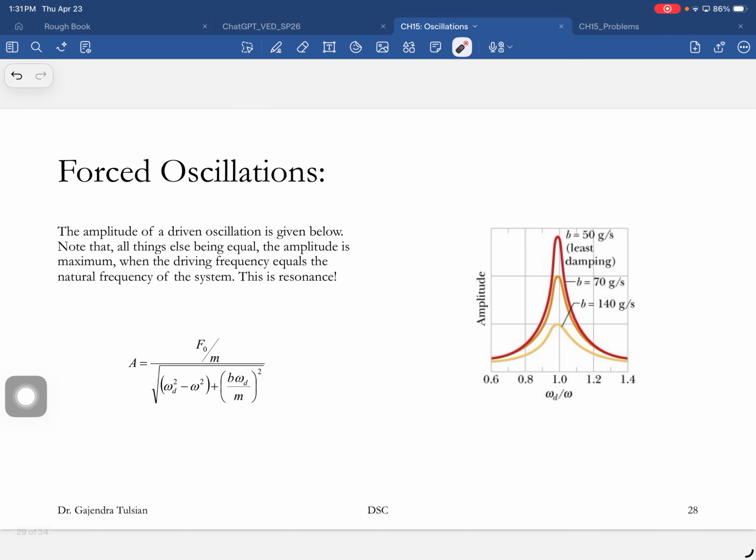So here we go. Here's the amplitude of oscillation. There's the amplitude of the driving force, mass, here's the driving frequency, here's the natural frequency. So there's the amplitude. Look at this expression. When the driving frequency matches the natural frequency, what happens? This goes to 0. The amplitude becomes large.